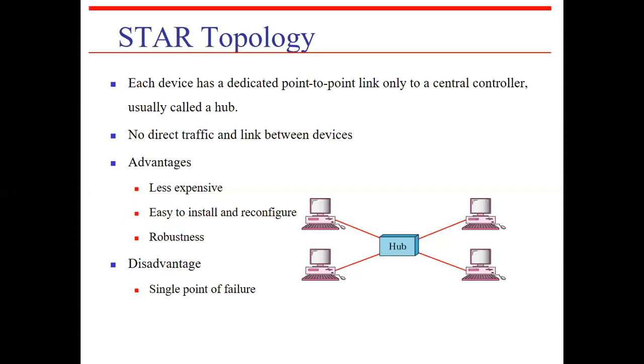Okay, what are the advantages? It is less expensive, easy to install and reconfigure, and robust. What is the disadvantage? It is a single point of failure. That is, if the hub fails, the entire connection fails. This is the main drawback in the star topology: the hub is a single point of failure.